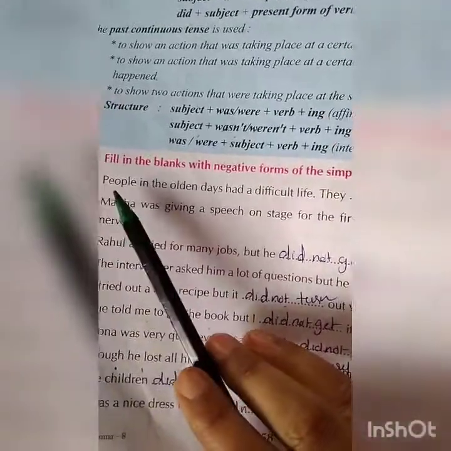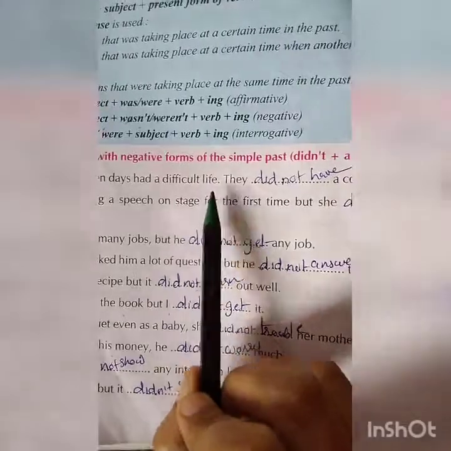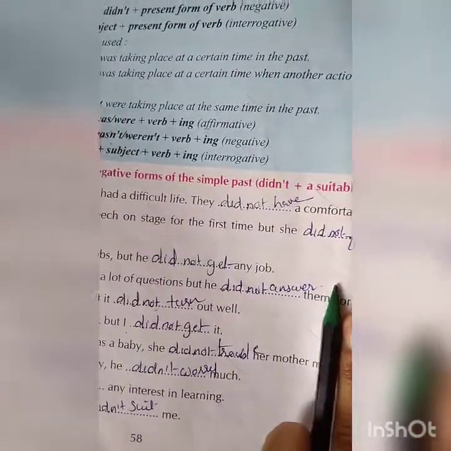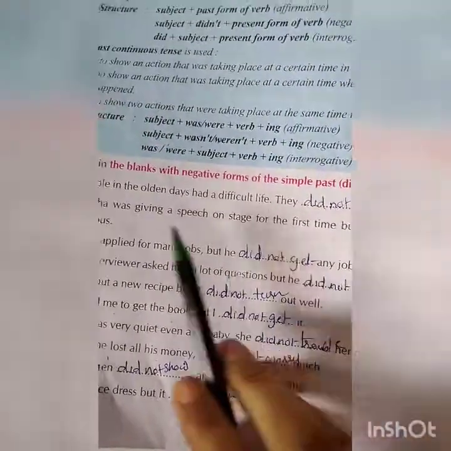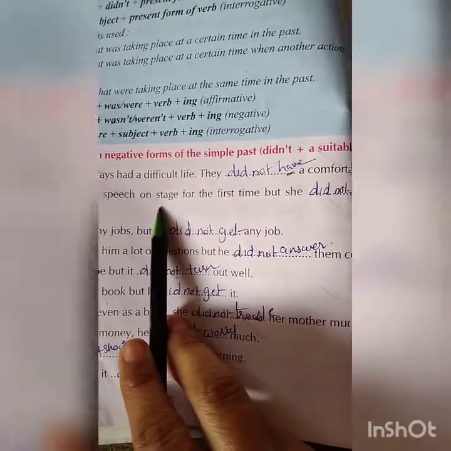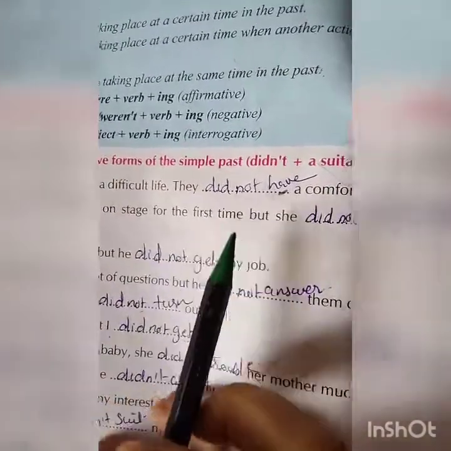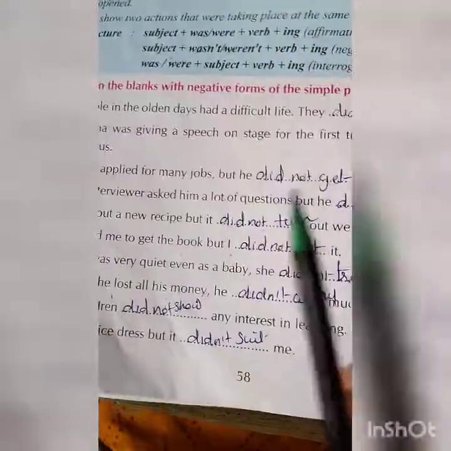For example, you can see a negative form of the simple past with didn't and verb. One example I will give you: people in the olden days had a difficult life. They did not have comfortable life. Didn't with verb have. Maratha was giving a speech on stage for the first time, but she did not feel nervous. Did not, negative, did not feel nervous.